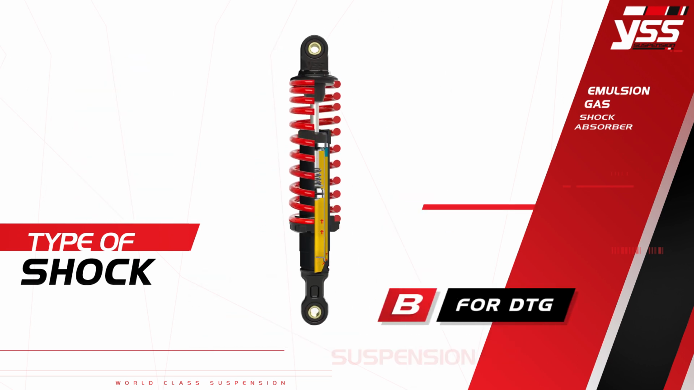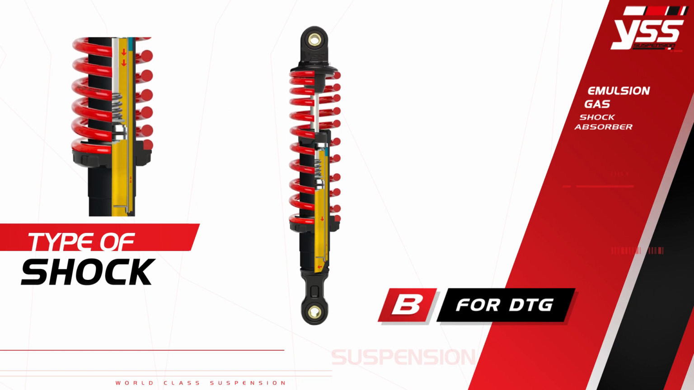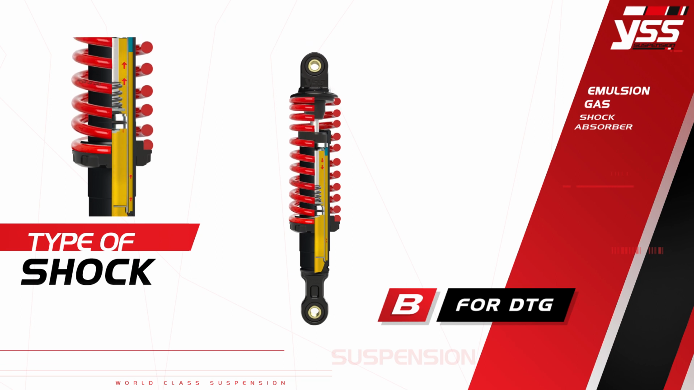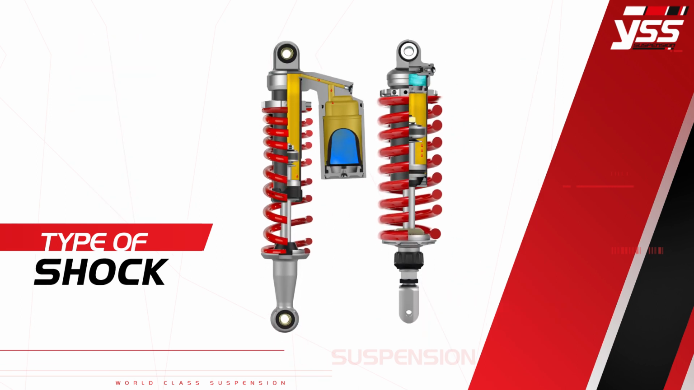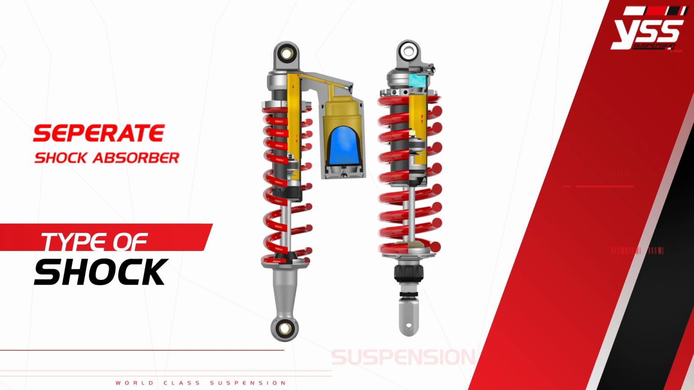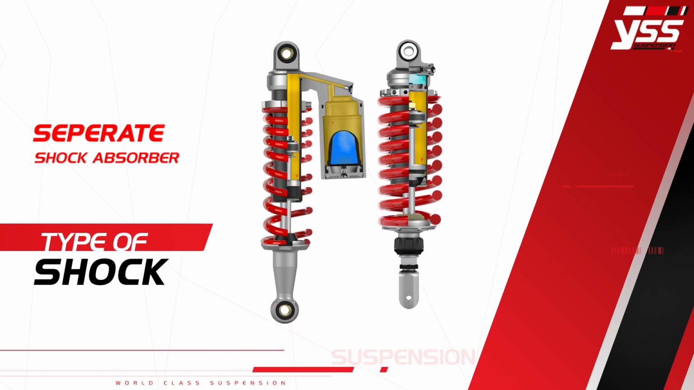Gas DTG, or B. It is a shock absorber which has a double tube. The piston is in the inner tube, while oil and gas are in the outer tube. 2. Separate gas shock is a shock absorber in which gas and oil are separated by a bladder or free piston, which makes it work better than the emulsion gas shock.